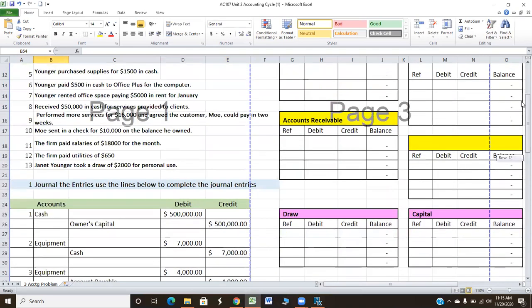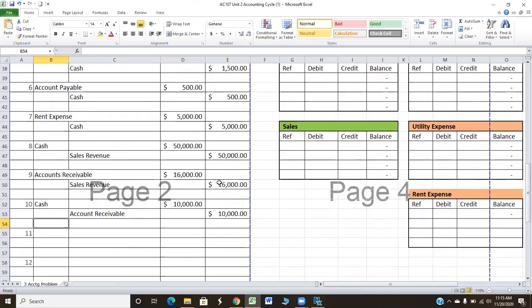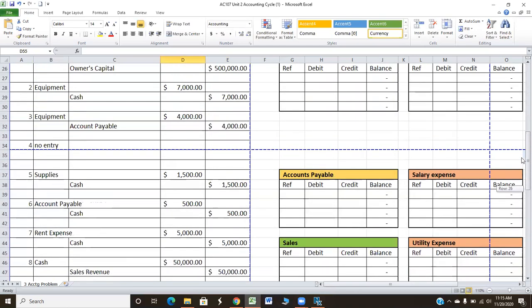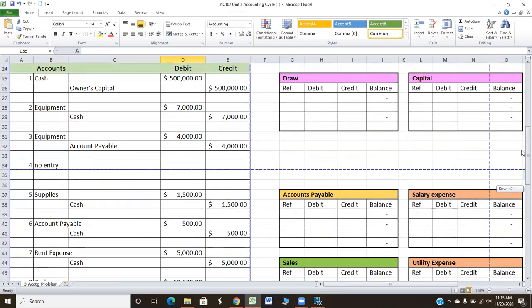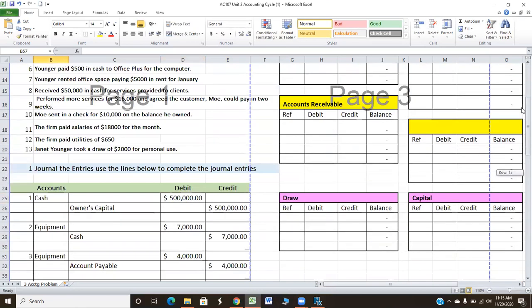Number 11, the firm paid salaries of $18,000 for the month. So now this is telling us the firm paid salaries. It's not telling us new people were hired. It's actually saying they were paid. So salaries are an expense. So you could debit salary expense, you could debit wage expense. They mean the same thing. Anything to show you're paying your workers money. So salaries, wages, and it's $18,000. Expenses, again, when you recognize an expense, you debit it, and it's always assumed you're paying cash when you pay an expense. So you credit cash.